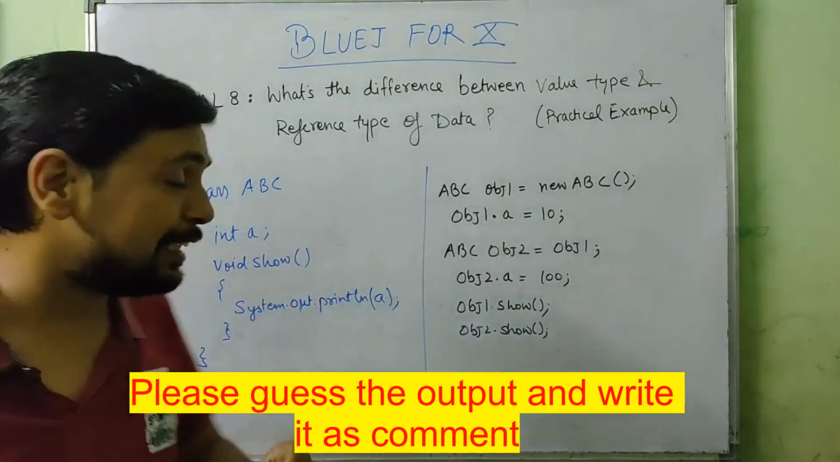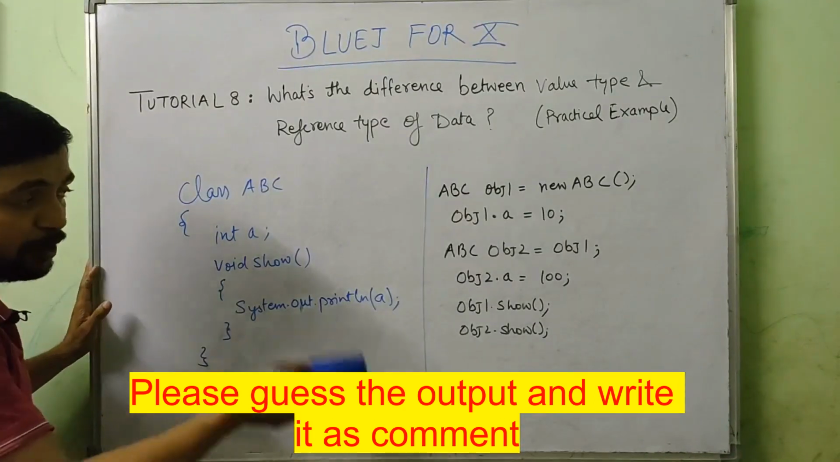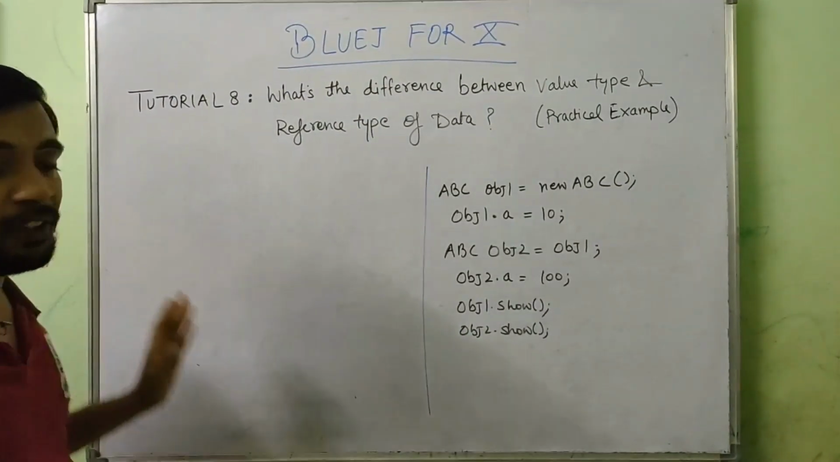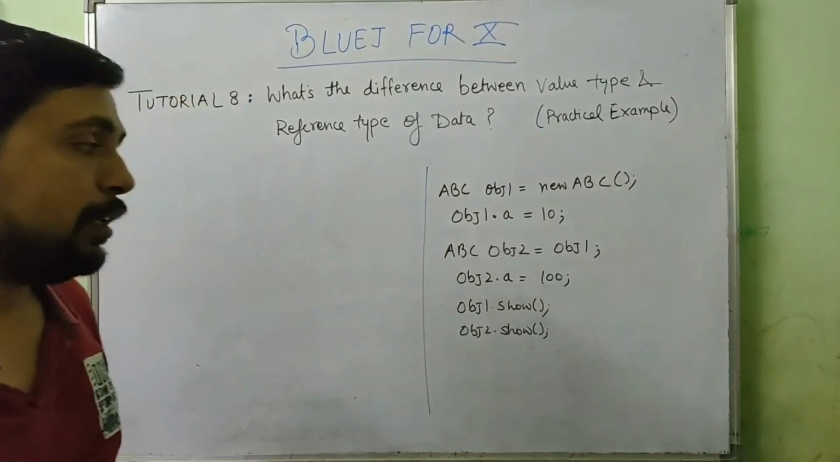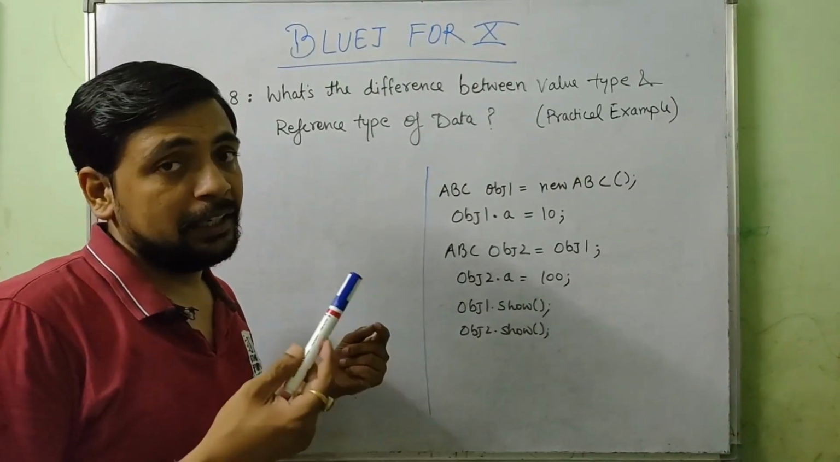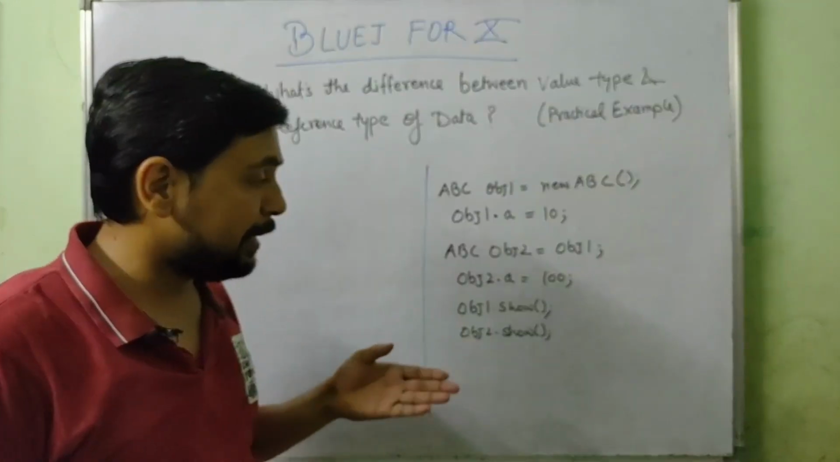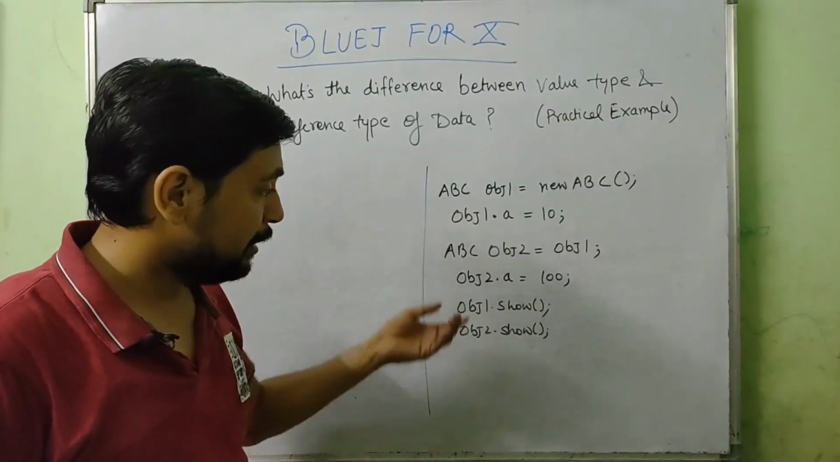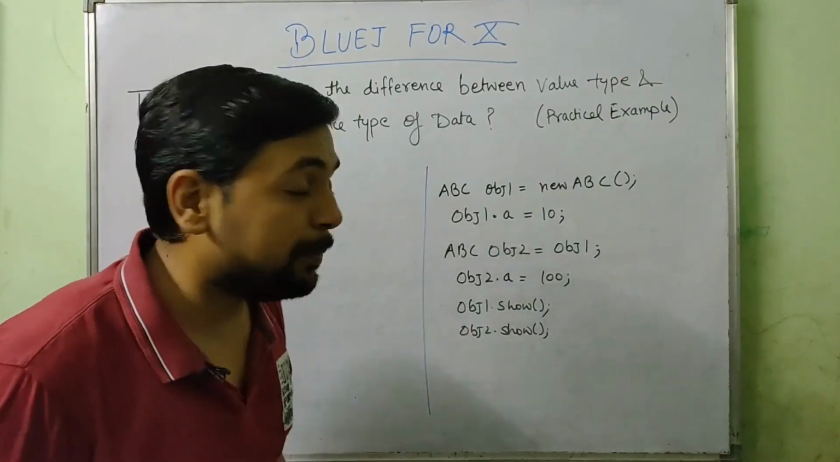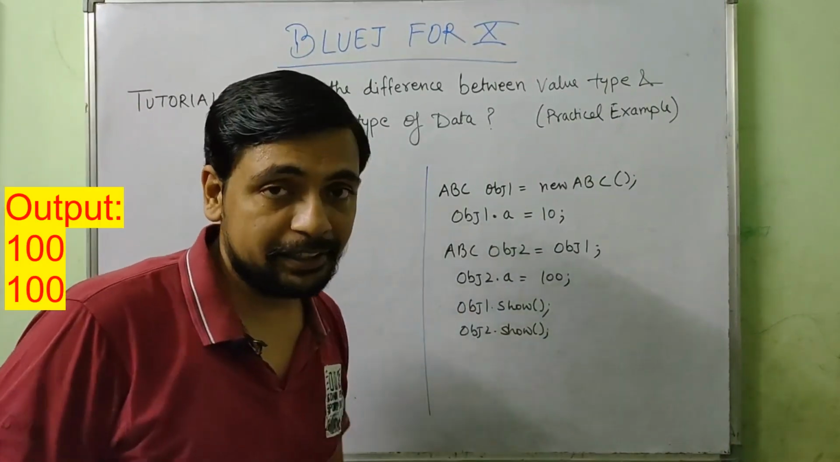But to test that, I am just rubbing this class definition. I hope you understood the class definition. Now according to you, what will be the output? If you are saying that the output will be 10 and 100, then you are wrong. Output will be 100 and 100.